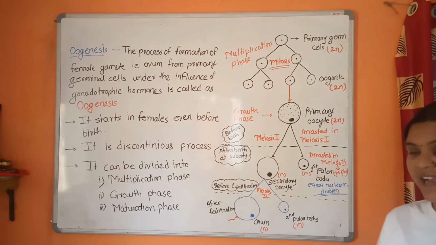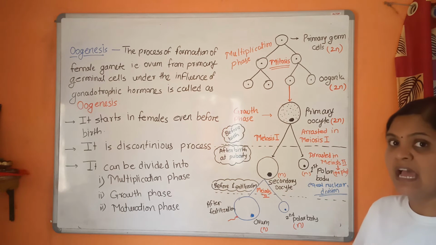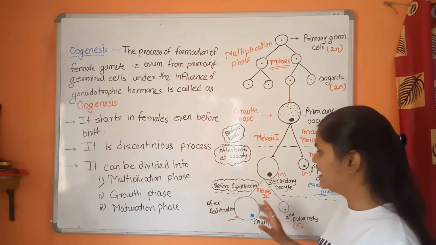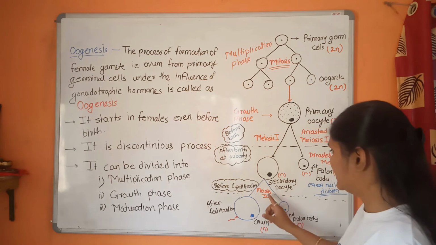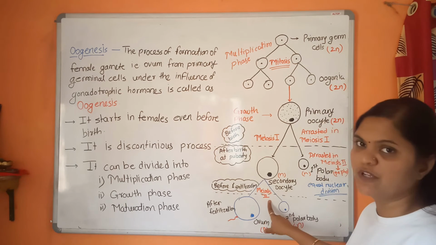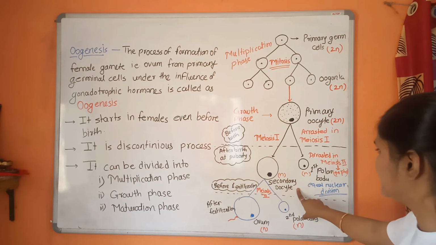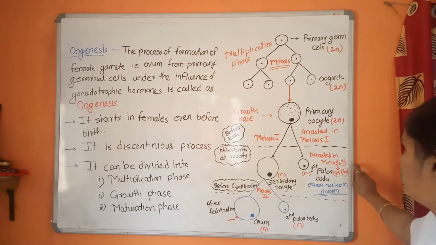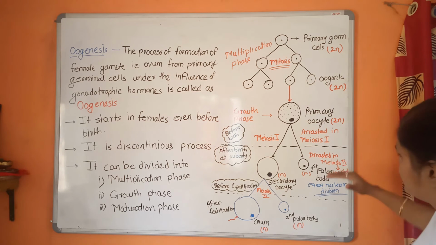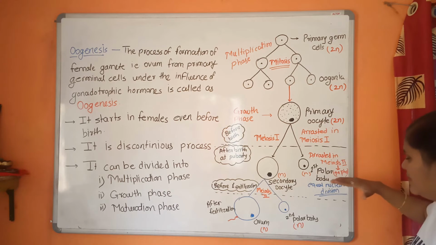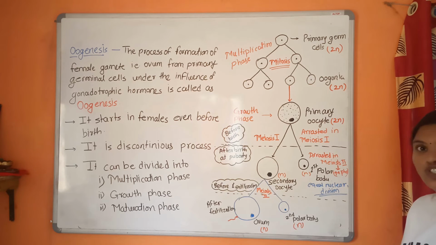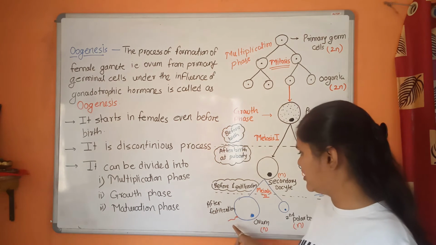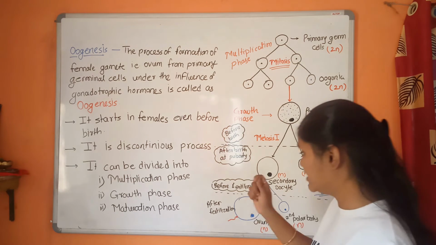So when sperms enter, fertilization takes place. At that time only, this secondary oocyte is divided, or the secondary oocyte shows this meiosis second. Till then, this secondary oocyte is arrested in metaphase of meiosis second. Okay, meiosis second is not completed. It will complete when there is an entry of the male gamete, when fertilization takes place.